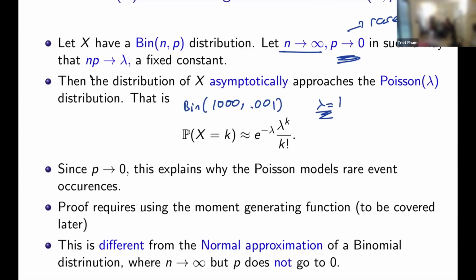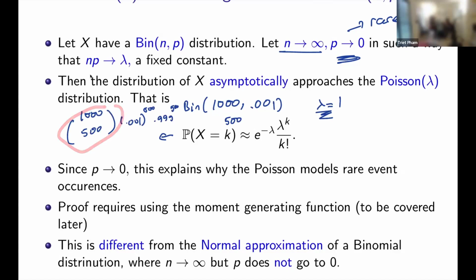So here, if you write down the probability, that's n choose k. Let's say k here is 500. That's 1,000 choose 500, times 0.001 raised to 500, sorry, and then 0.999 raised to 500, okay?